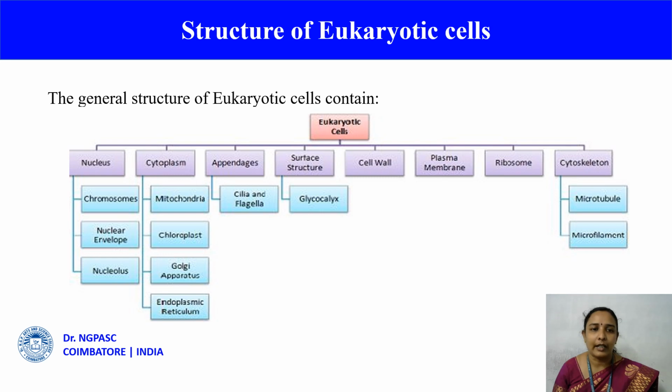The nucleus further contains chromosomes, nuclear envelope and nucleolus. The cytoplasm contains structures like mitochondria, chloroplast, Golgi apparatus and endoplasmic reticulum. Appendages contain cilia and flagella, which function for movement of the cell. The surface structure includes glycocalyx. The cytoskeleton comprises microtubules and microfilaments.